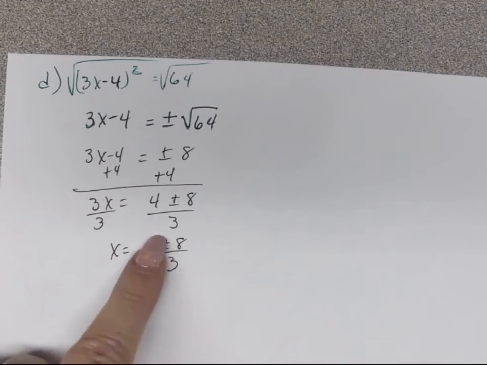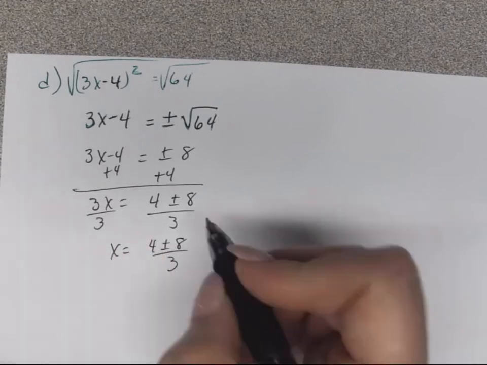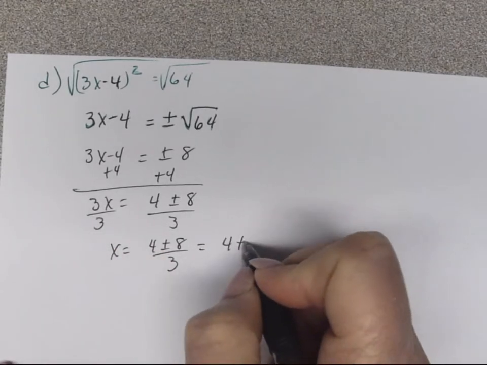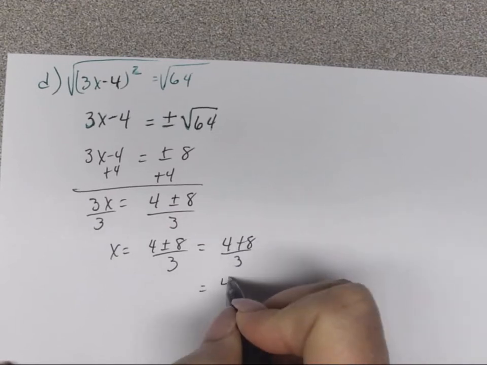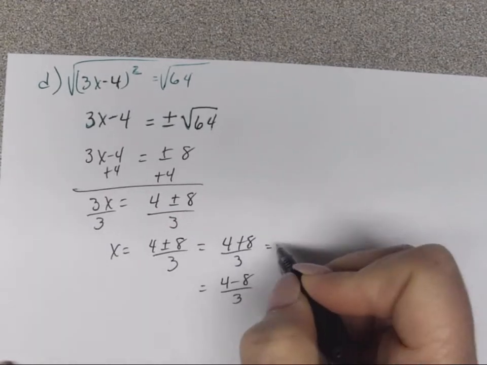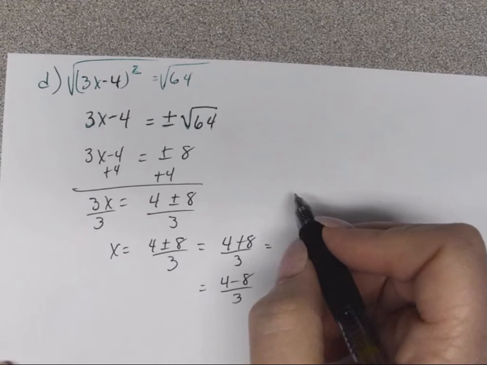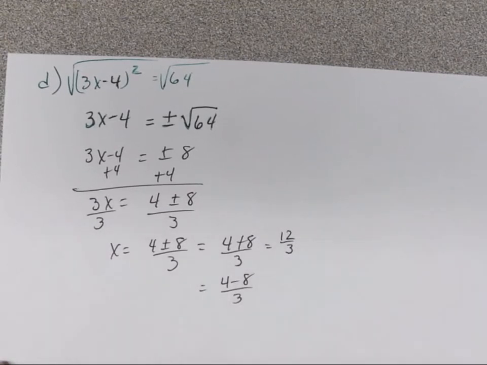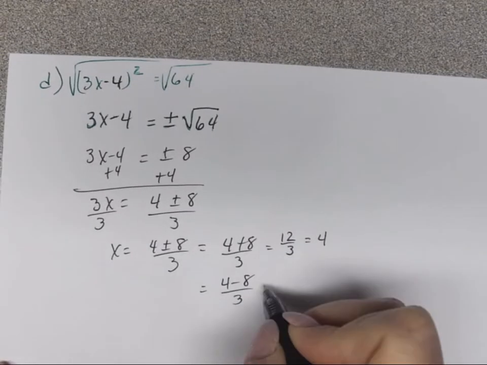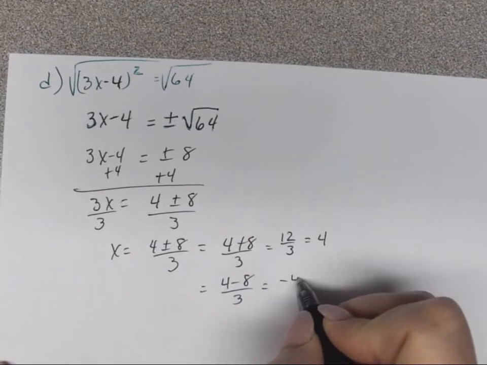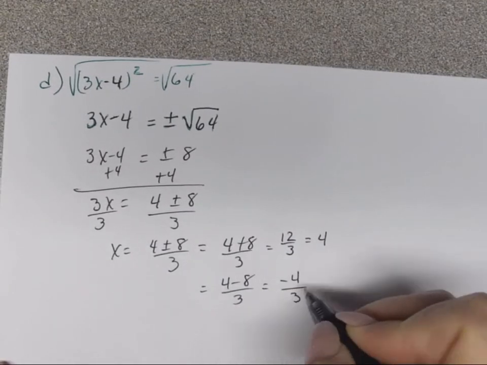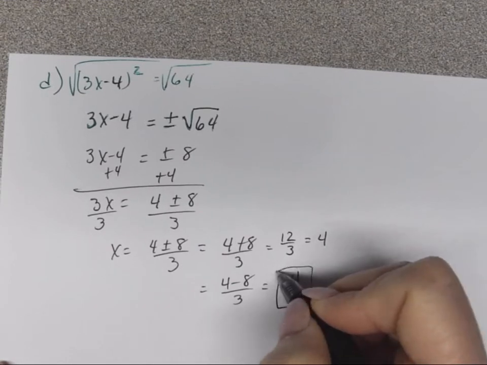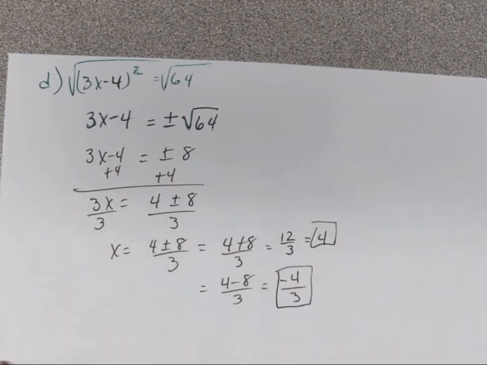Now, we're still not done because we have our plus or minus. We have all numbers. This becomes 4 plus 8 over 3 and 4 minus 8 over 3. So 4 plus 8 would get us to 12. 12 divided by 3 would get us 4. 4 minus 8 would be negative 4 over 3. So these would be your two answers.